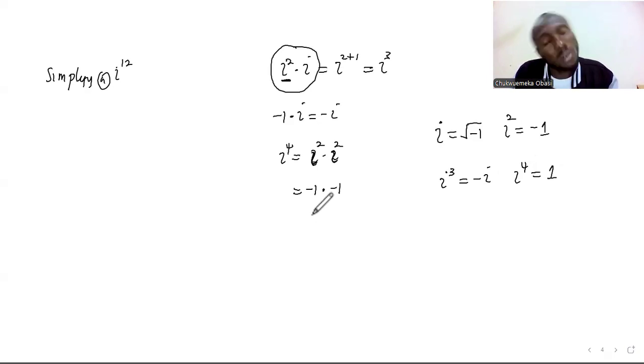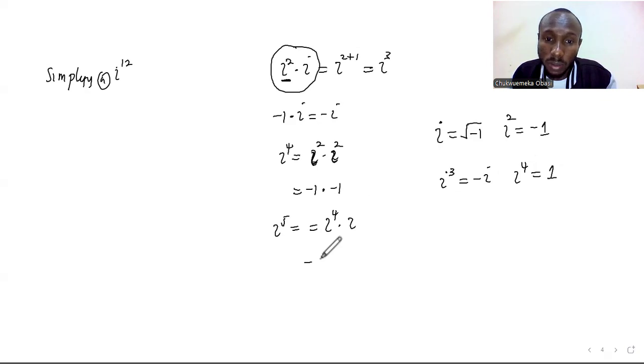All right. So you can further go to i to the 5. What is i to the 5? Just want to give you some stuff here. i to the 5 is going to be like i to the 4 times i, right? Then what is i to the 4? That's 1 times i. And you see that's going to give me i. So i to the 5 is going to give me i.